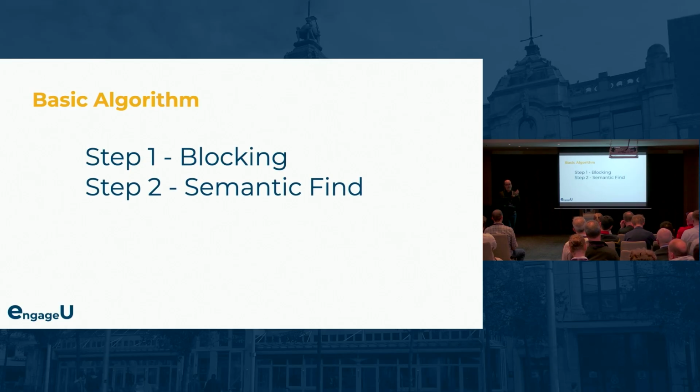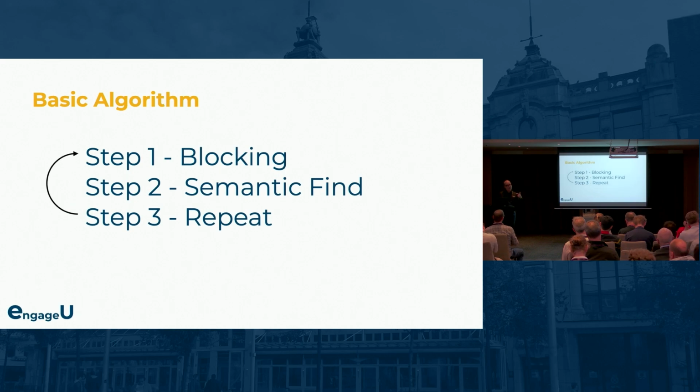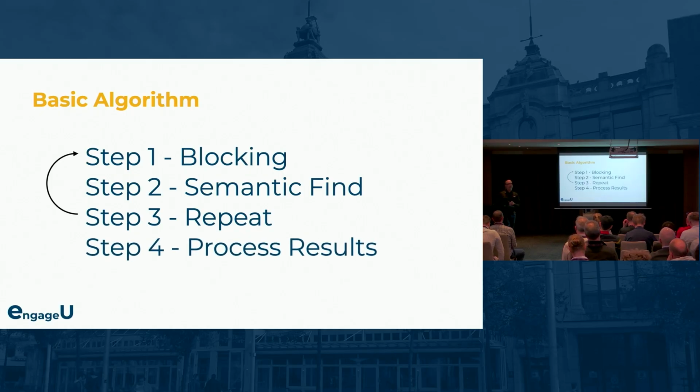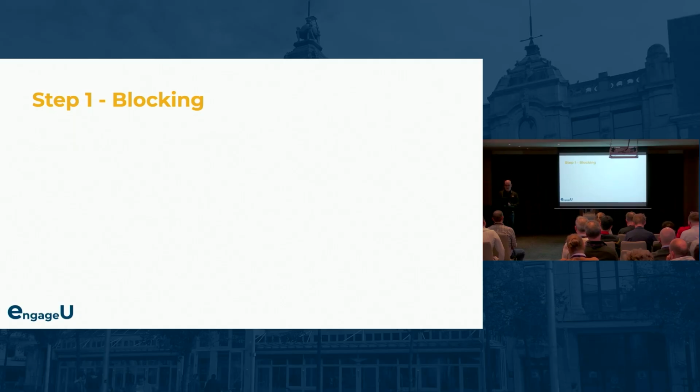Step two is actually performing Semantic Find. You're performing Semantic Find on this smaller set of records to look for a match with your match phrase. Step three is that you repeat these first two steps several times, blocking on a different match field each time, and then you append the new results from the Semantic Find to your total results. And then step four is that you process your results after the end of this looping, according to whatever business rules you have. So we'll talk about step one, blocking, first.